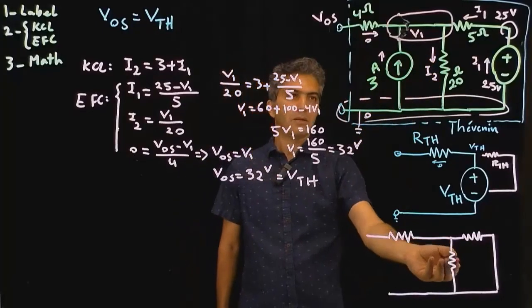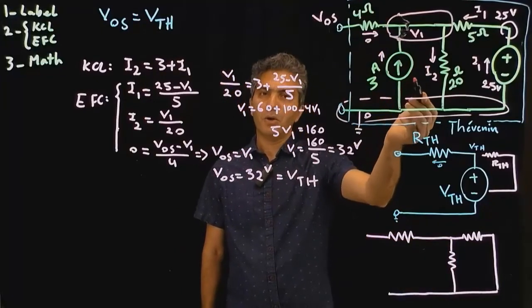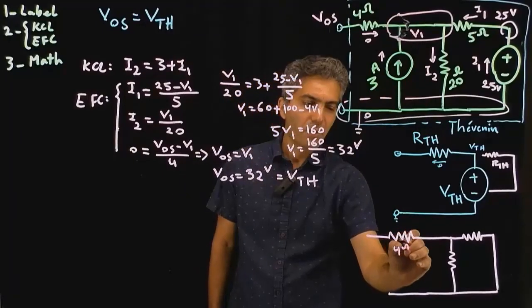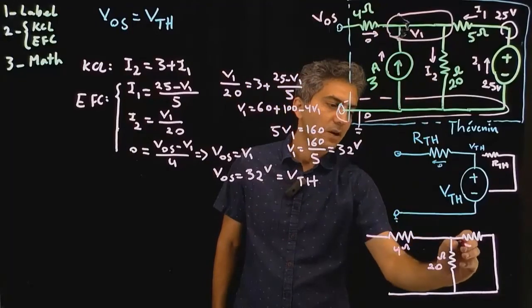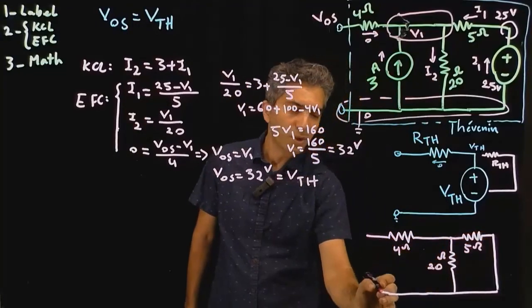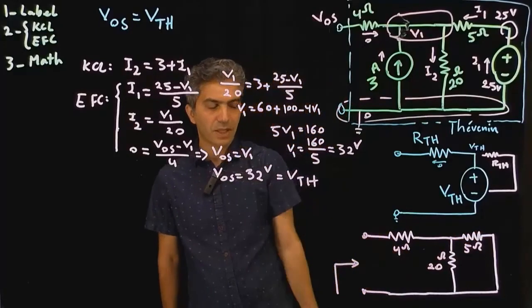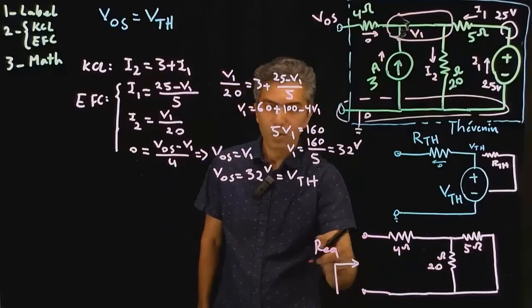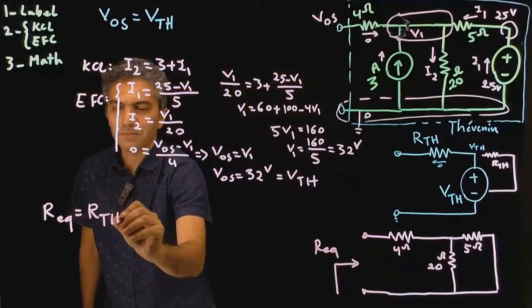So this circuit down here is the result of turning off all the independent sources in your circuit. This is my 4 ohm resistor up there, this is the 20 ohm resistor, and that's the 5 ohm resistor. Now, looking back into this box, I need to calculate the equivalent resistance here. So R equivalent, in this case, is actually our R Thevenin.